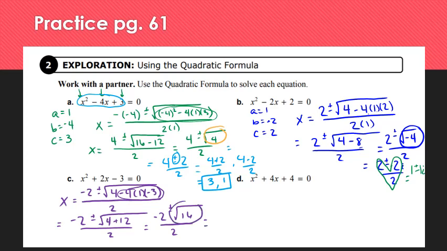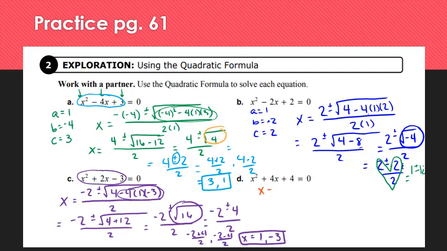Again, the square root of 16 is 4. So I have negative 2 plus or minus 4 over 2. That gives me two answers: negative 2 plus 4 over 2 and negative 2 minus 4 over 2. Therefore, my two answers are 2 over 2, which is 1, and negative 6 over 2, which is negative 3. Again, that means that in the beginning, this thing could have been factored, but that wasn't my instruction, so I didn't do it.